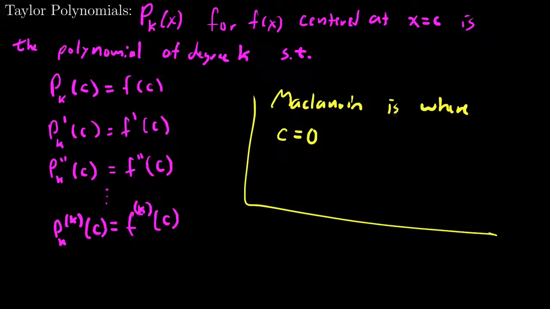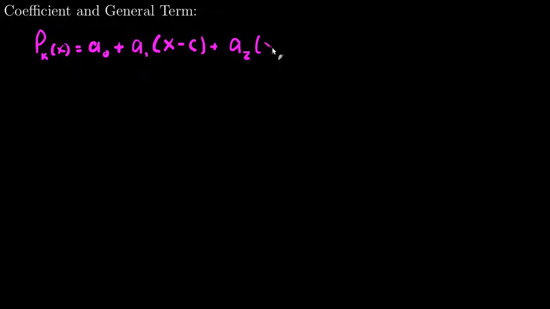Now, as with Maclaurin series, how do we find the coefficients? Because I know that this power series is going to equal a0 plus a1 times the x term, but since I'm centered at c, make that x minus c, plus a2 times x minus c squared, all the way up to a sub k times x minus c to the k.